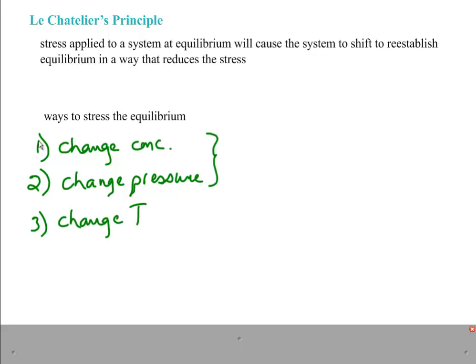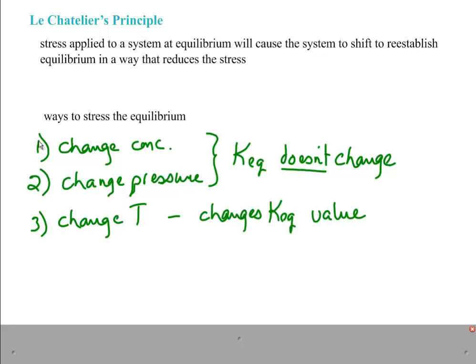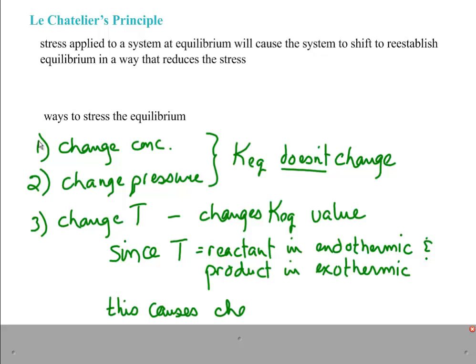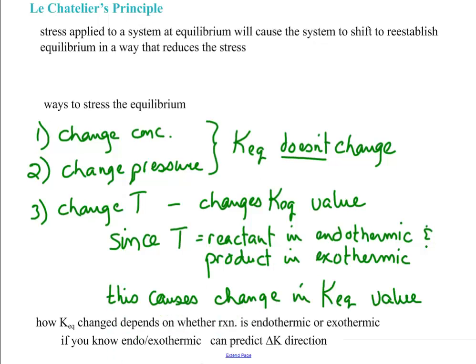Now if I change the concentrations, or if I change the pressure of constituents in a reaction, the equilibrium constant doesn't change. But if I change the temperature, the equilibrium constant changes. Why is that? Because temperature is considered either a reactant or a product, depending on whether I'm talking about an endothermic reaction or an exothermic reaction. Again, how the equilibrium constant is changed depends on whether the reaction is endothermic or exothermic. And if you know which it is, you can predict which way the K will change, whether the equilibrium constant will get bigger or smaller. We'll take a look at some examples of that in class.